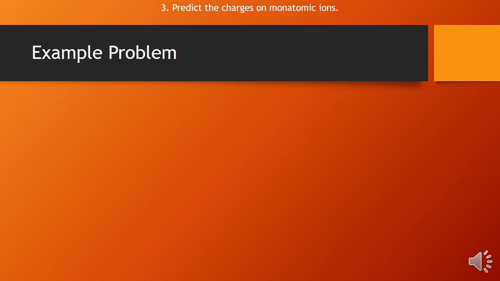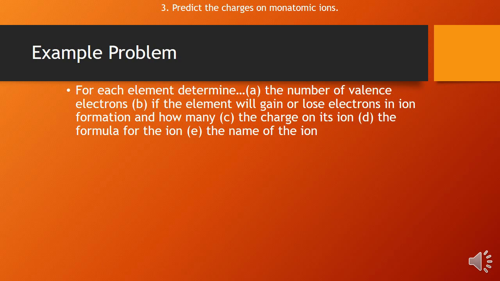So here's an example problem. For each element, we need to determine several things. A, the number of valence electrons. B, if the element will gain or lose electrons in ion formation and how many. C, the charge on its ion. D, the formula for the ion. And E, the name of the ion. So let's just take a look at these questions for a specific element. Let's answer these questions for phosphorus.